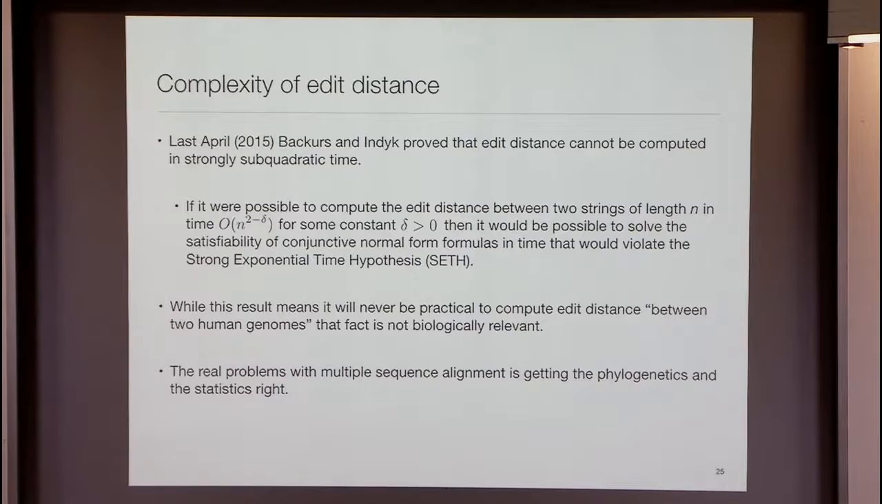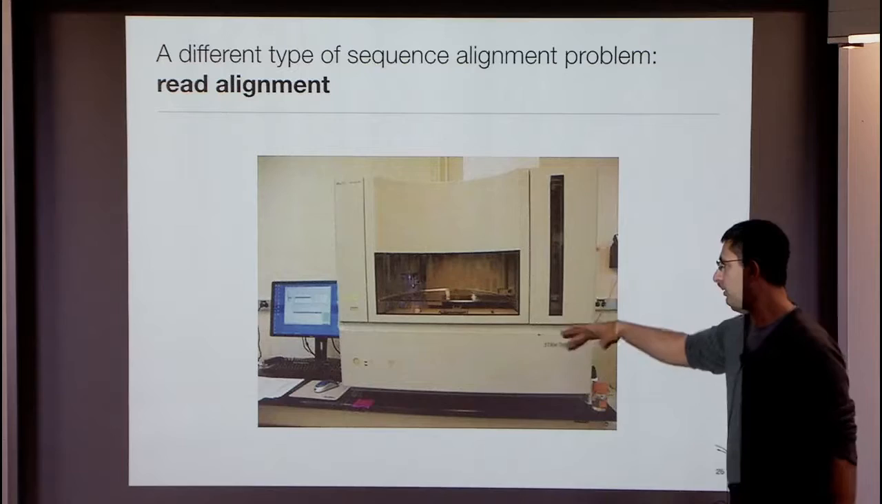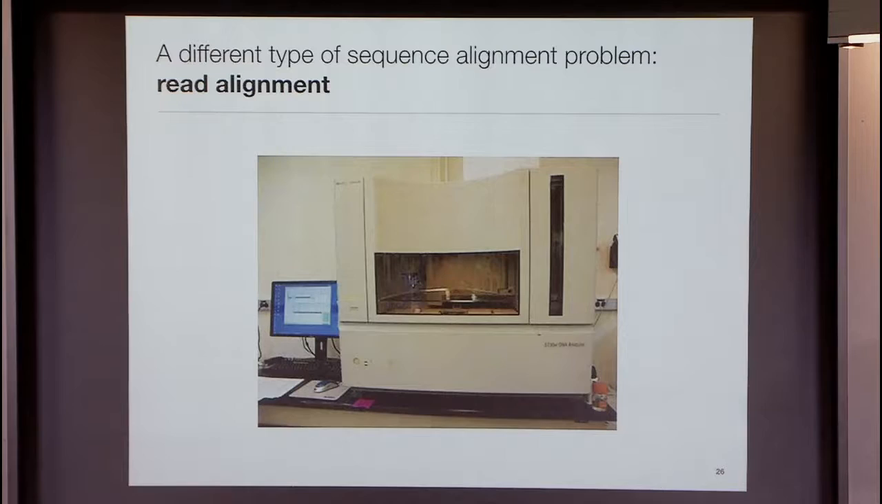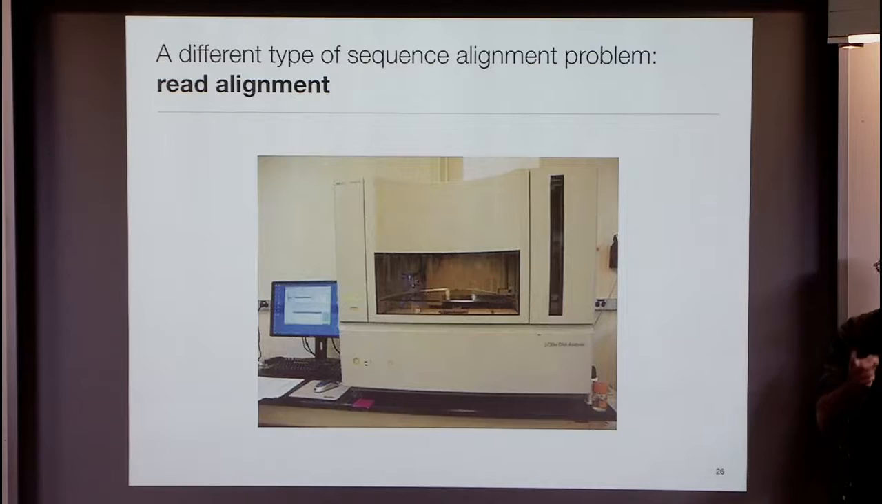So, read alignment, now I'll get to the actual tutorial, is a different type of problem altogether, and it came about when people started generating reads from sequences. I'm not going to belabor it. There have been sequencers for a while. This is what they used to look like. Sequencers produce sequences of DNA, but not very long ones, usually, back in those days, a couple of hundred base pairs. Reads are just a short bit of sequence that comes out of a machine like this. The machine would produce lots and lots of reads.